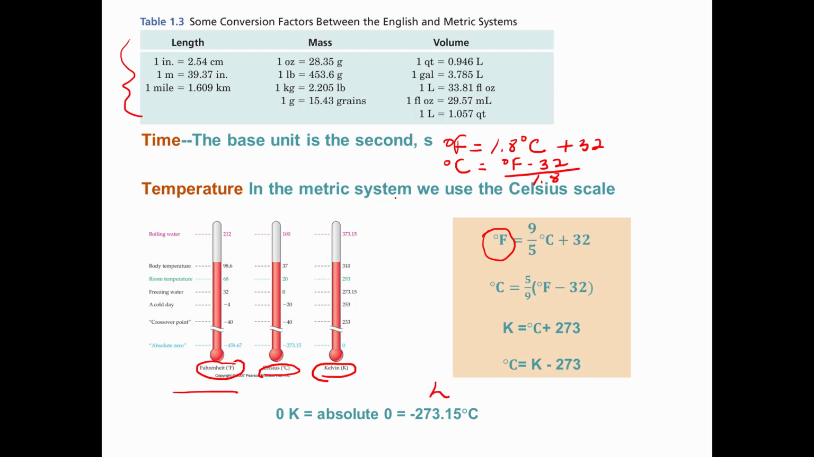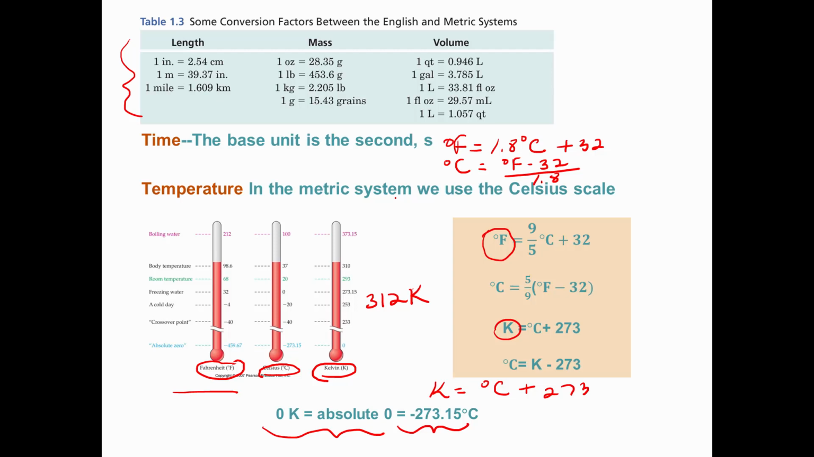Kelvin temperature, that's usually used for gases, and Kelvin is equal to the degrees Celsius plus 273. So 0 K is what we call absolute zero, and that is equivalent to negative 273.15 degrees Celsius. There are no negative Kelvin temperatures. Also, when we report a Kelvin temperature, so 312 Kelvin, we don't use the degree symbol.